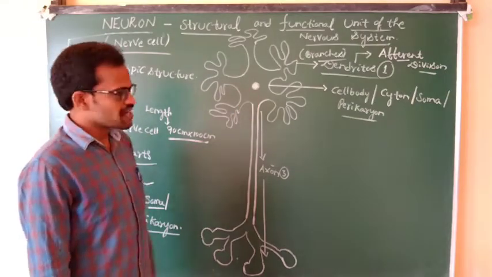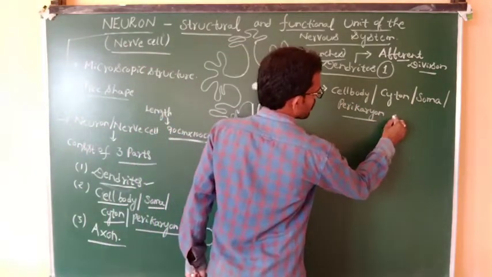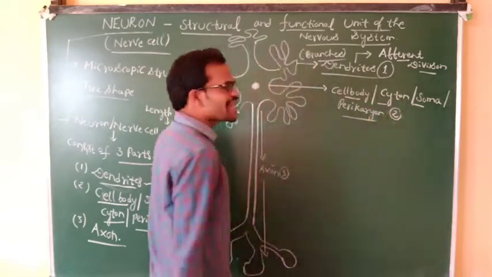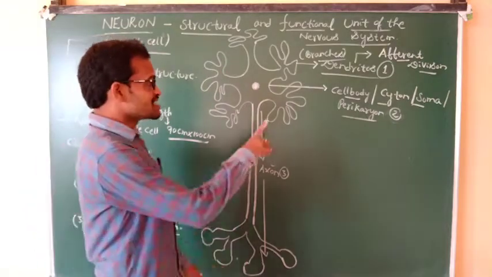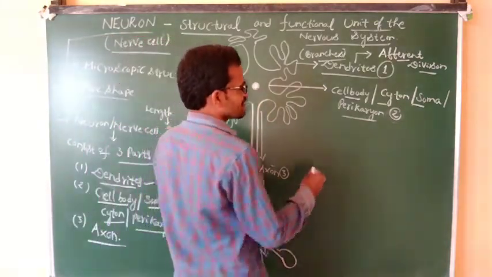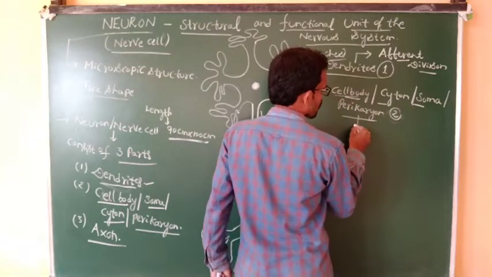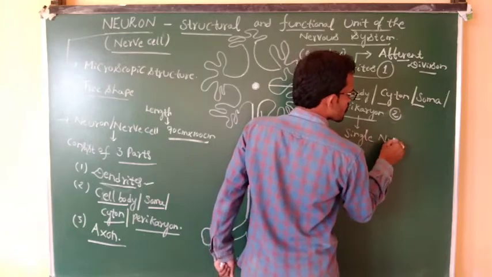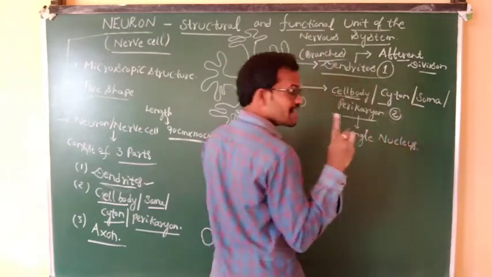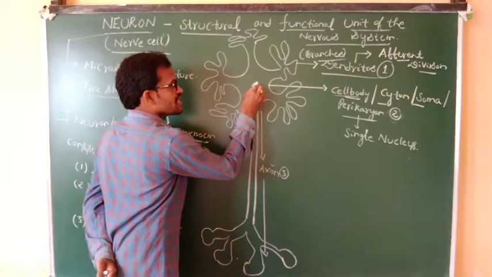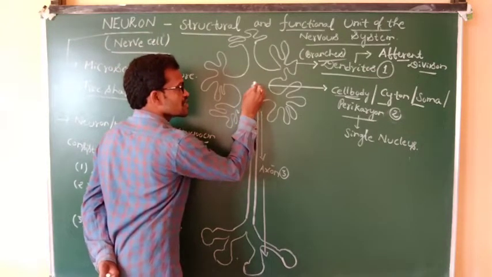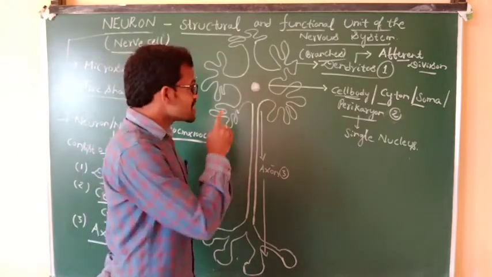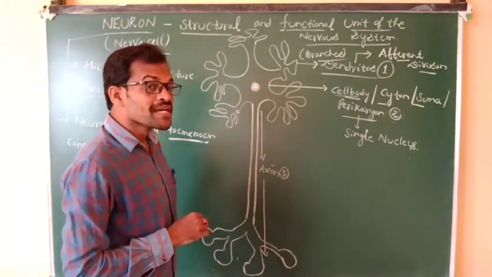Coming to the second one, what is the second part? The cell body: cyton, or soma, or perikaryon. It consists of a single nucleus, at the center of each nerve cell body, the center of the cyton, the center of the soma, the center of the perikaryon. How many nuclei does it have? Single nucleus.